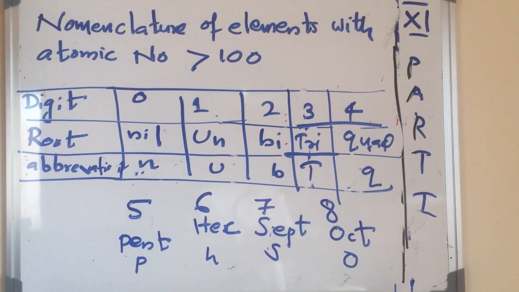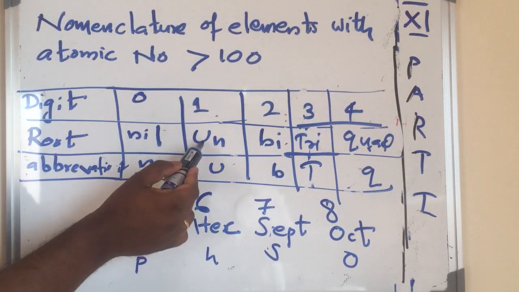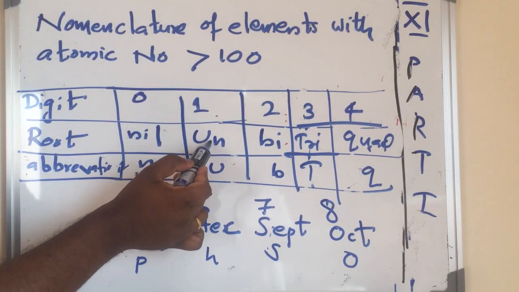So for writing these highly unstable elements, or newly discovered elements, IUPAC suggested some rules. Let's see the rules. For example, if an element has atomic number 101, how do we write the name? Use this table for writing that name. If 1, use the symbol un.